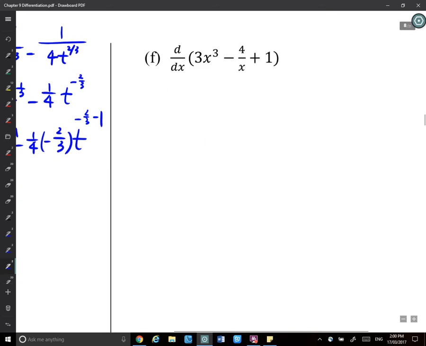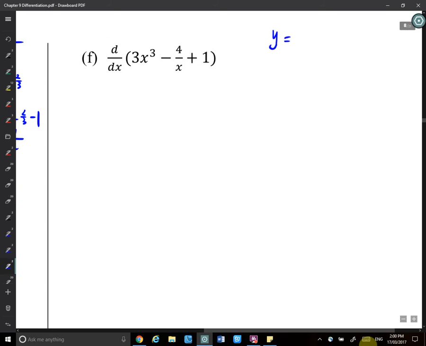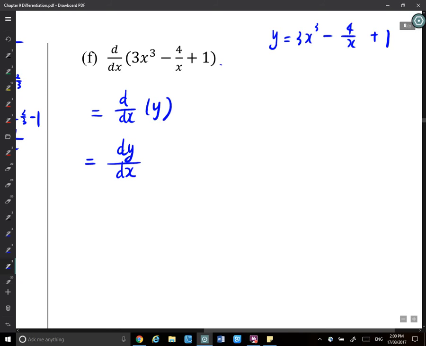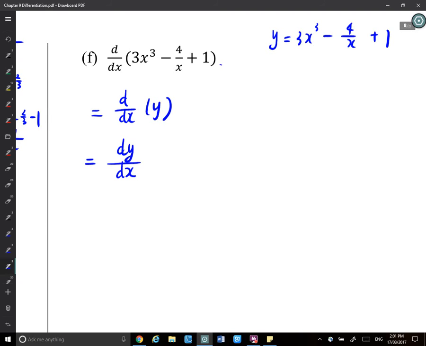Let's have a look at this. If I say y equals 3x cubed minus 4 over x plus 1, and you want d dx of that, that will be the same as d dx of y. That is y, right? So that is dy over dx. So it's asking you to find the derivative of the things inside. This notation means it's asking you to find the derivative, and it's already in the derivative notation.